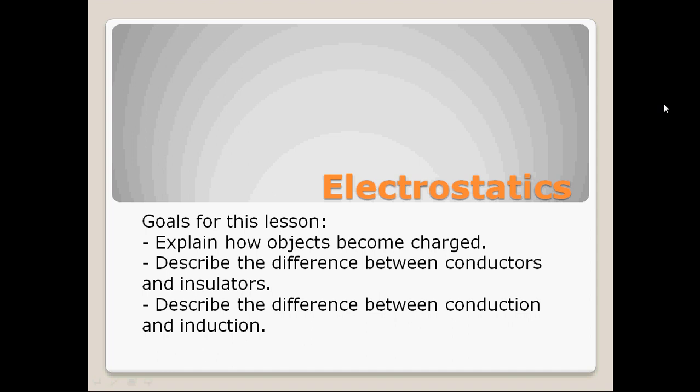So we've got 3 learning goals for this lesson. First, we want to be able to explain on the atomic level how objects actually become charged, how that static electricity actually happens. Second, we'll talk a little bit about the difference between conductors and insulators. And lastly, we will talk about 2 different ways that we can see these electrostatic phenomena happen. One is through conduction and the other is through induction.